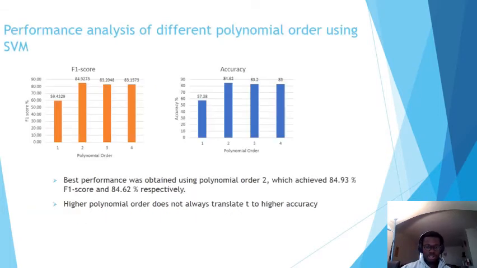Coming to the results, these bar charts are showing the performance evaluation in terms of F1 score and accuracy of the support vector machine using different kernel functions, polynomial, but with different polynomial orders. So the first one is the linear solver, and the next ones are second, third, and fourth orders. And we can see clearly from the bar charts that the best performing polynomial was the polynomial order 2 with a classification accuracy of 84.93%.